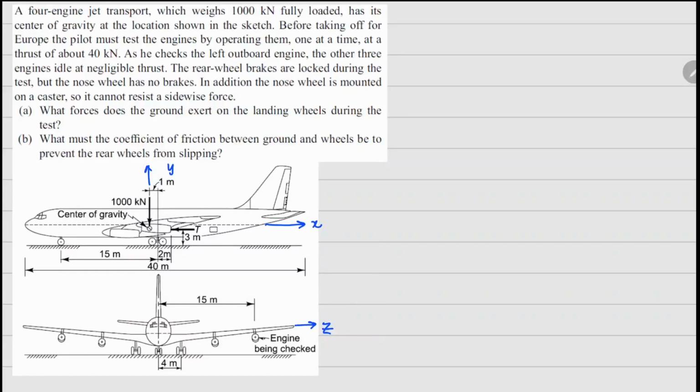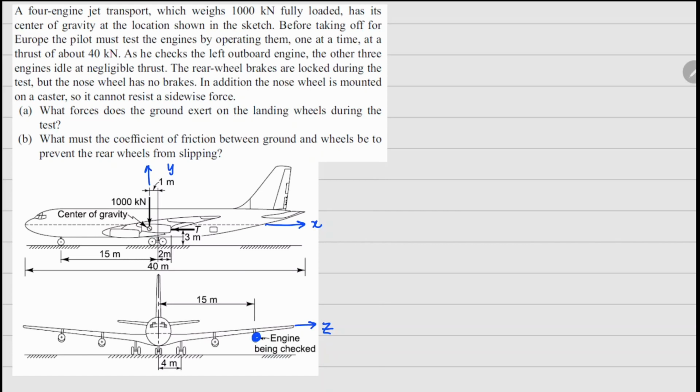This one is problem 1.27. It says a 4-engine jet transport which weighs 1000 kilonewton, fully loaded, has its center of gravity at the location shown in the sketch. Before taking off, a pilot must test the engine by operating them one at a time at a thrust of 40 kilonewton. So this is the engine right here which the pilot is testing.